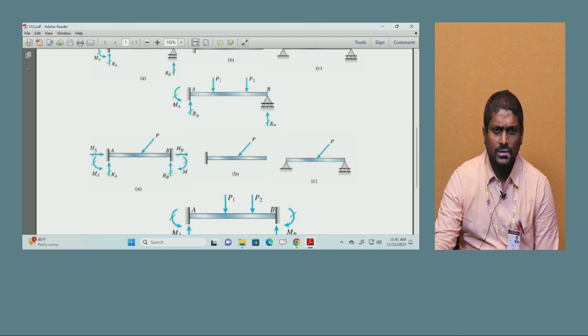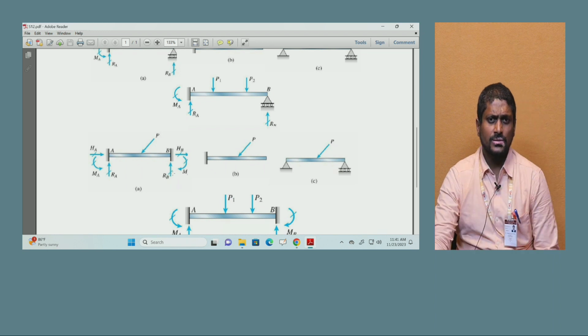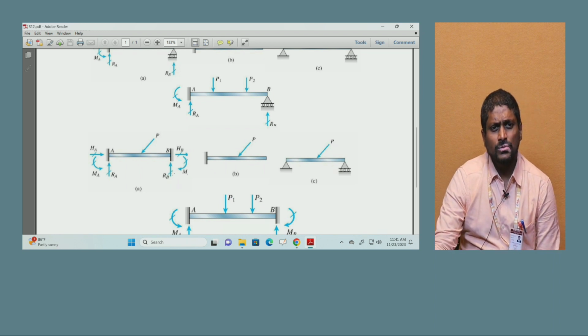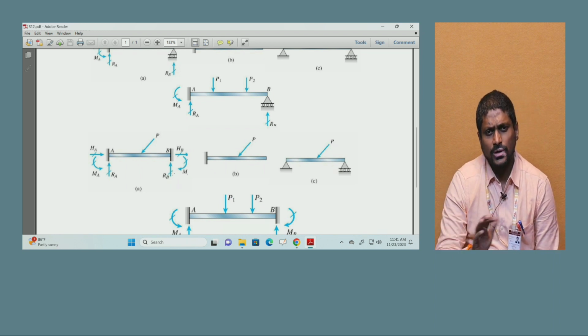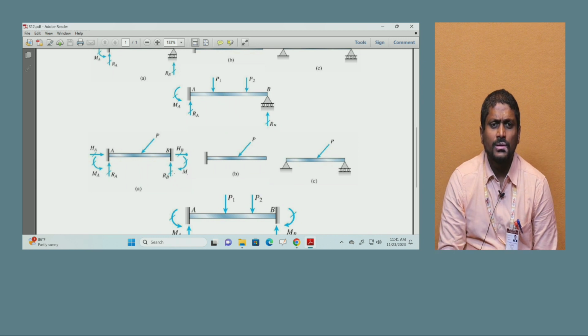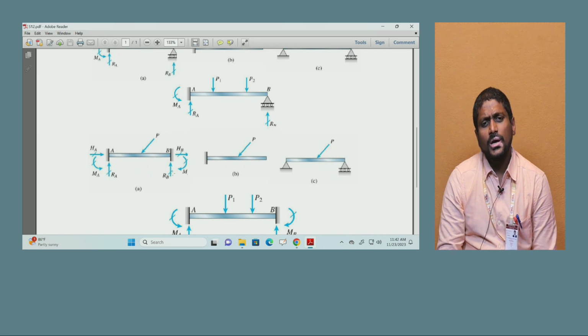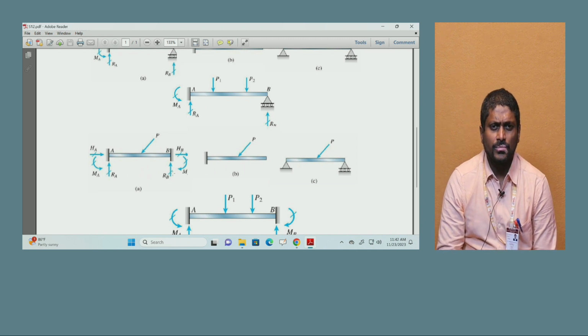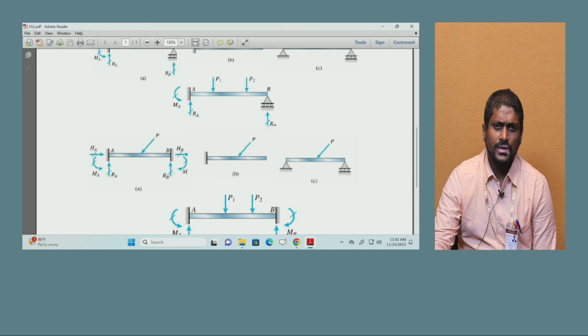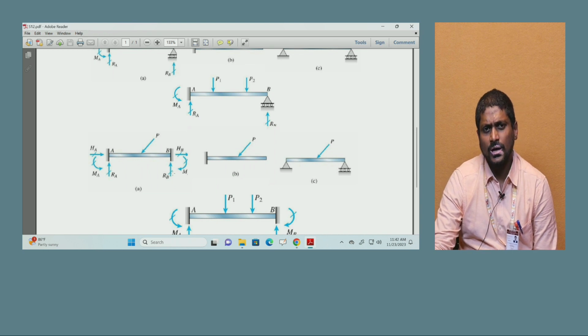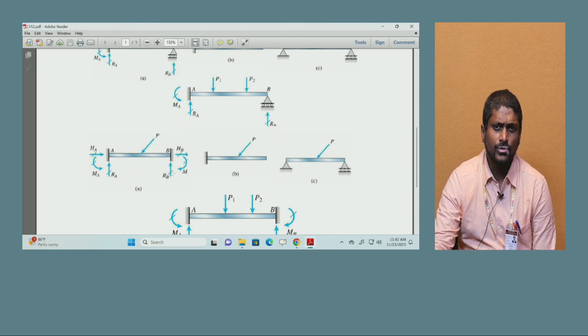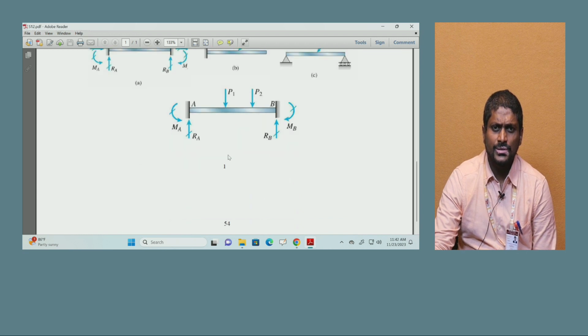Then there is another free body diagram, the fixed beam free body diagram. On both sides you will have reactions: HA, MA and RA at point A, whereas at B you will also have similar reactions, that is RB, HB and MB.